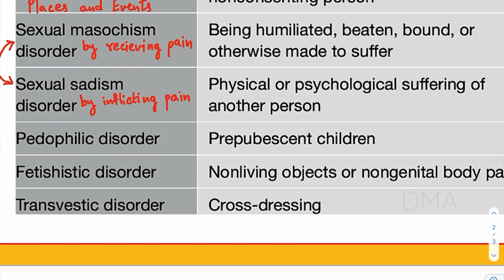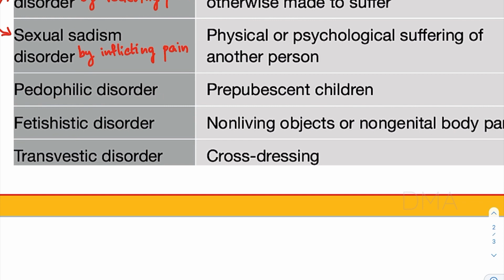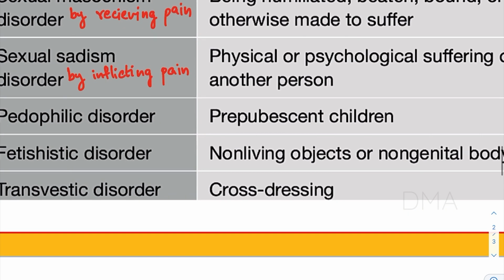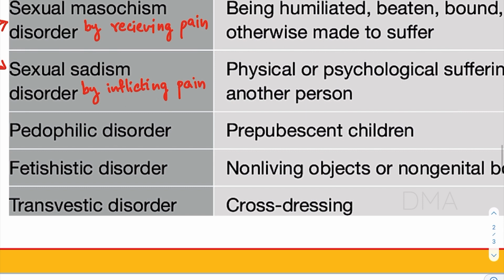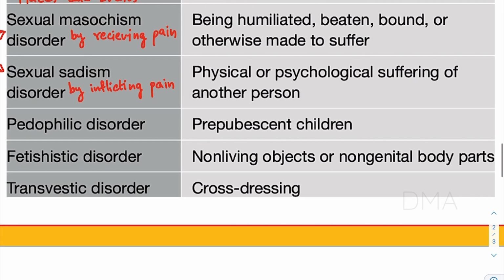Then comes pedophilic disorder. Well, pedophilic disorder is anyone who is sexually attracted or sexually aroused by prepubescent children. That is pedophilic disorder. Then comes fetishistic disorder. Again, any person who is sexually attracted or sexually aroused by non-living objects or non-genital body parts. That is fetishistic disorder. Then comes transvestic disorder.